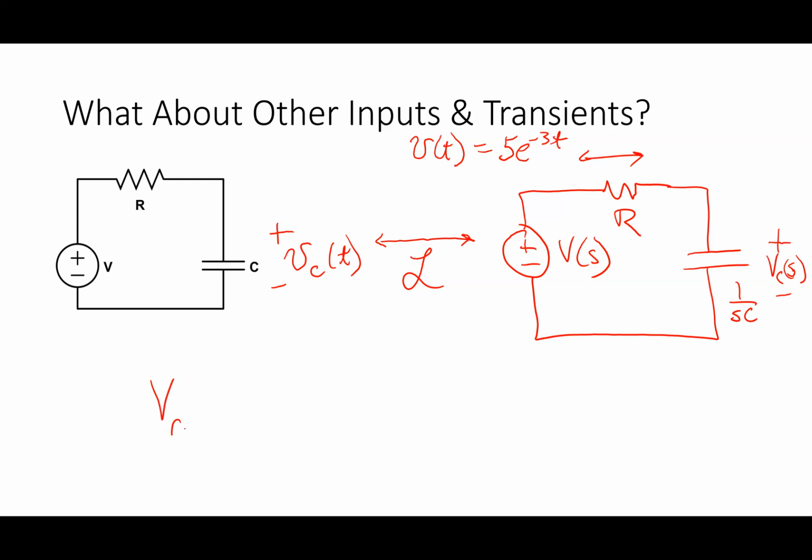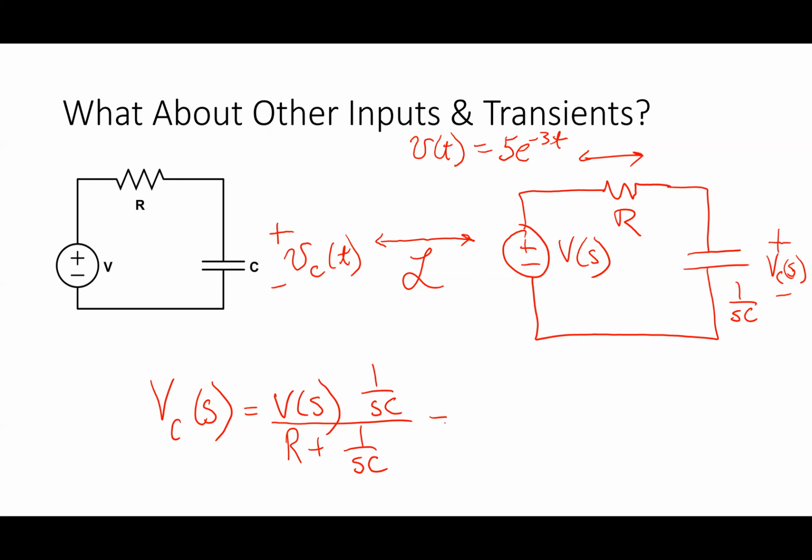I can say V sub C of S, because those are impedances that are in series. Help me out with that. How would I write that? V sub C of S is equal to V of S times... Voltage divider means what's the current in the circuit? V of S over R plus 1 over SC. And on top, I have 1 over SC. So the current in the circuit is V over R plus 1 over SC, and then you multiply that by 1 over SC.